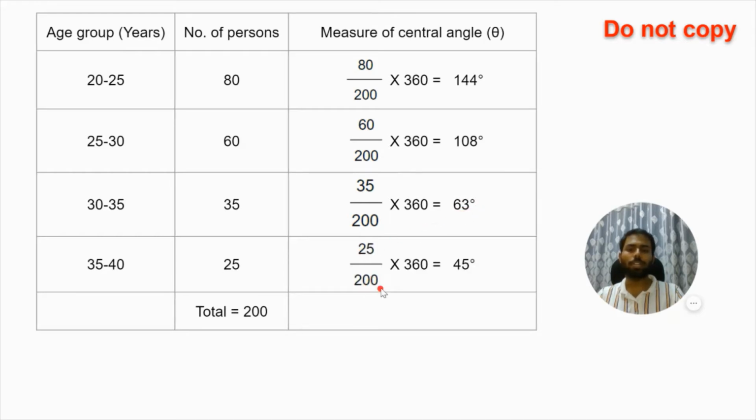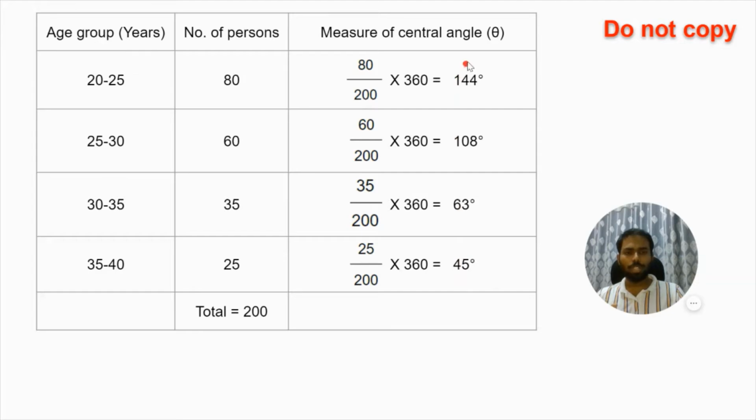Finally 25 divided by 200 multiplied by 360. Cancel 110 first. यहाँ पे एक 0 cancel, यहाँ पे एक 0 cancel. Then 25 and 20 both go in 5. So 5 5s are 25, 5 4s are 20. Again 4 1s are 4, 4 9s are 36. So 9 into 5, 9 5s are 45.